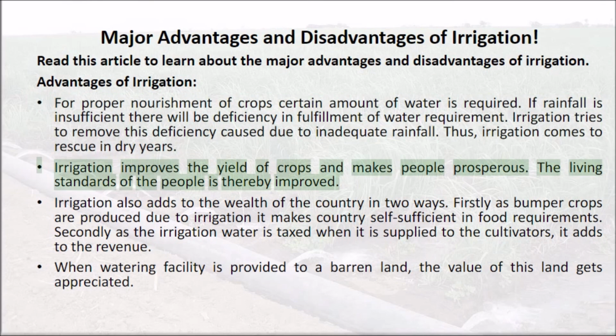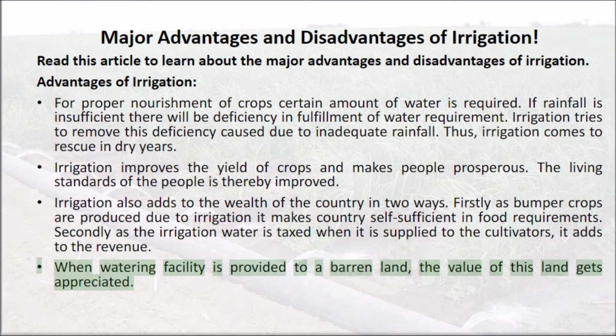Irrigation improves the yield of crops and makes people prosperous. The living standards of the people are thereby improved. Irrigation also adds to the wealth of the country in two ways. Firstly, as bumper crops are produced due to irrigation, it makes the country self-sufficient in food requirements. Secondly, as the irrigation water is taxed when it is supplied to the cultivators, it adds to the revenue.